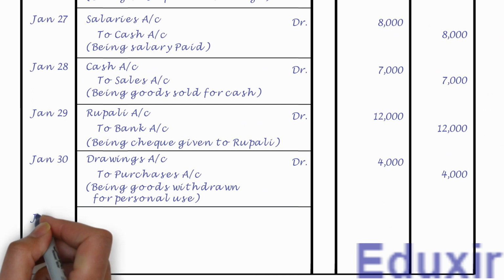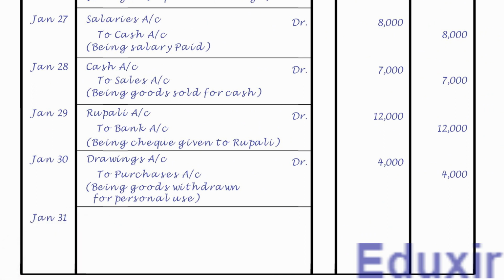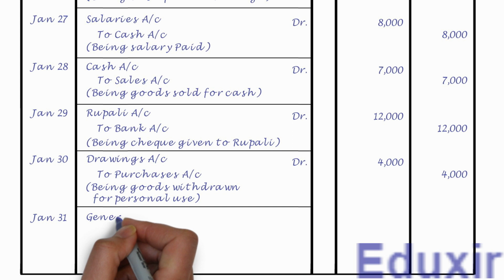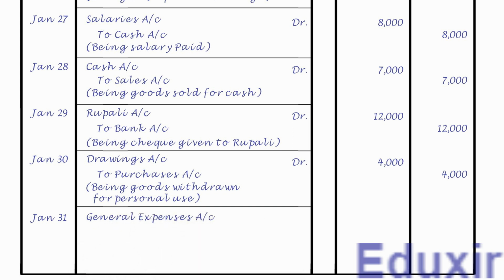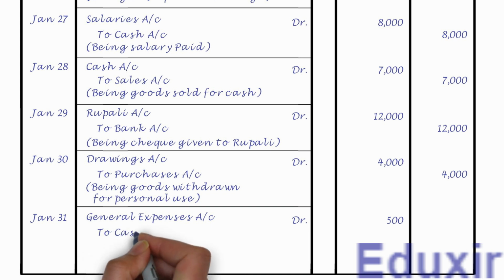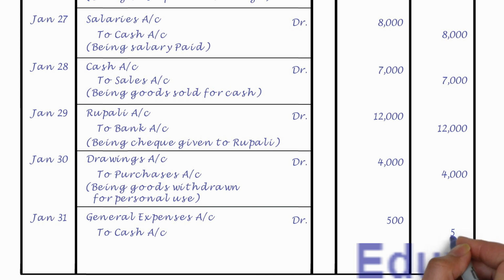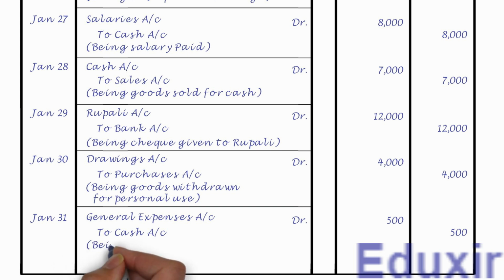Let us first record the date. Let us now record general expenses account as the debit entry. Let us also write the text DR to indicate that this is a debit entry. Let us also write the debit amount of 500 rupees into the debit amount column. Leaving a margin, let us record the cash account as the credit entry. Let us also write the credit amount of 500 rupees into the credit amount column. Let us now record the narration or description of this transaction, that is, being general expenses paid.